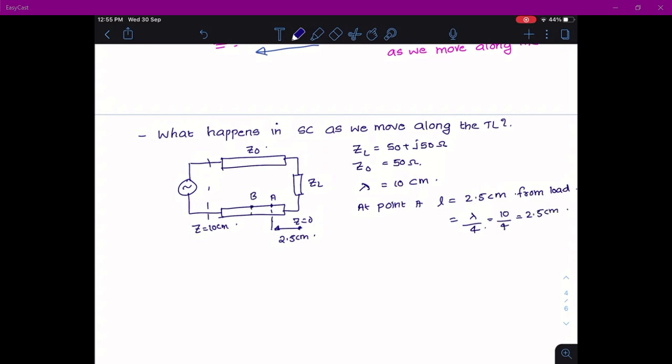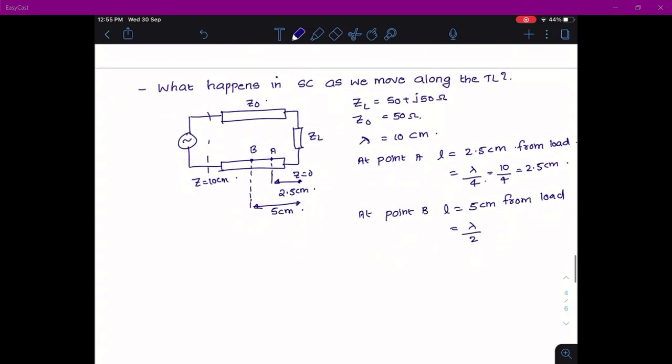Let's look at B, which is at a distance of 5 centimeter from the load. So at point B, L is equal to 5 centimeter from the load. That is equal to lambda by 2 distance from the load, lambda by 2 centimeter from the load. And so I can write the total transmission line length is equal to 10 centimeter, which is equal to lambda centimeter.